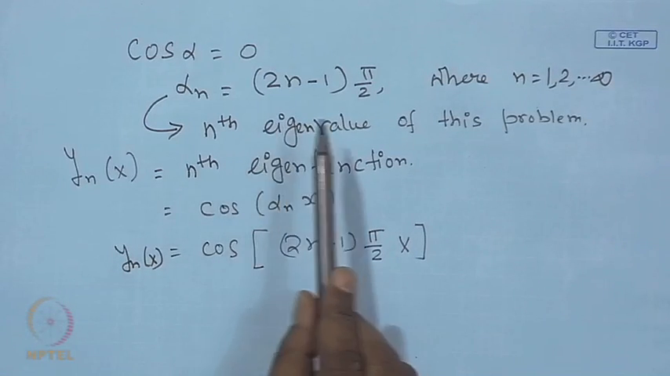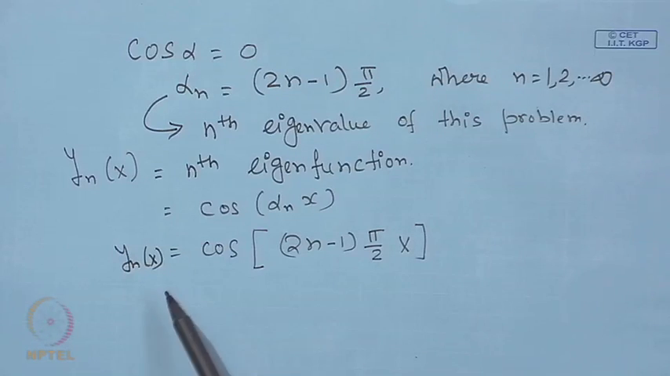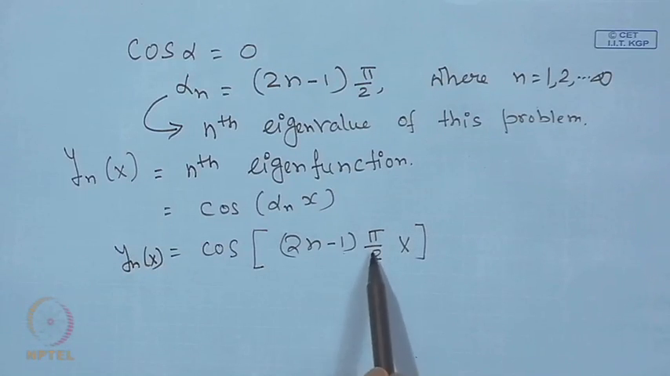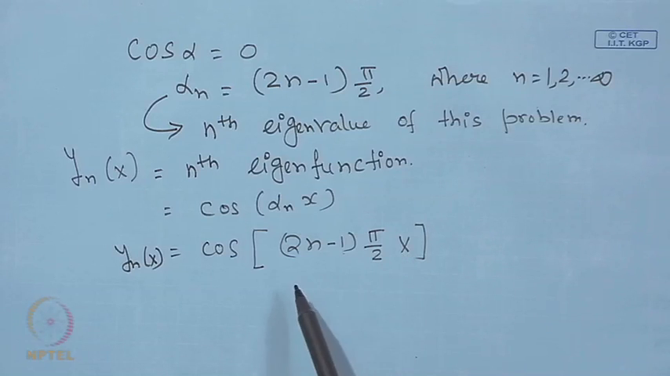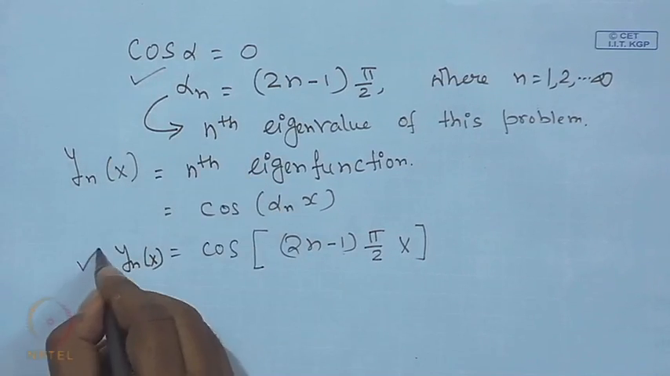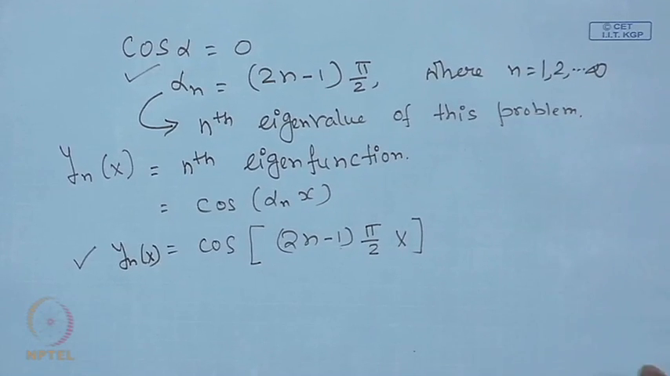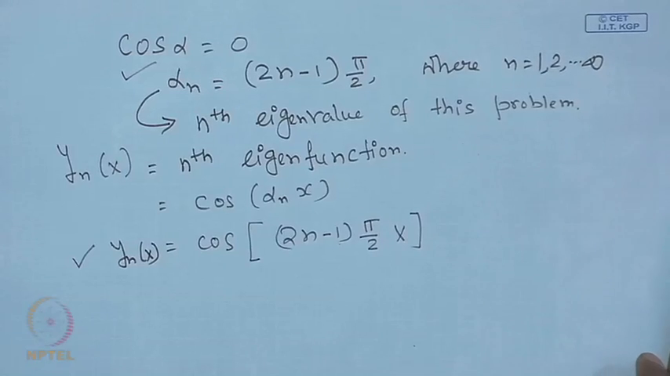So, alpha n is equal to (2n minus 1) pi by 2 is the nth eigenvalue, and y n is cosine of (2n minus 1) pi by 2 times x is the nth eigenfunction. So, this is the eigenvalue, this is the eigenfunction. If you look into the solution for this particular problem, by changing the boundary condition from Dirichlet to Neumann, we land up with a different eigenvalue and eigenfunction combination.